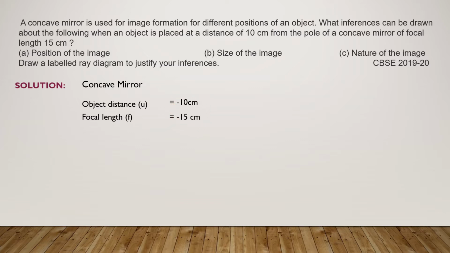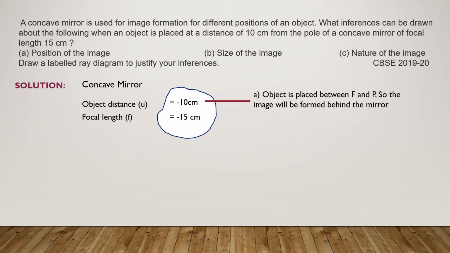Let us see what you can guess. Yes, that the object is placed between F and P, that is focus and pole, because 10 is smaller than 15, which means it is placed between focus and pole. So if you list down this information, you immediately get all these ideas. All this should be going on in your mind. It helps us to think.